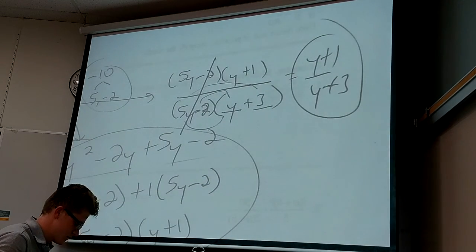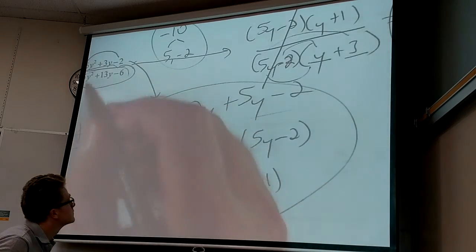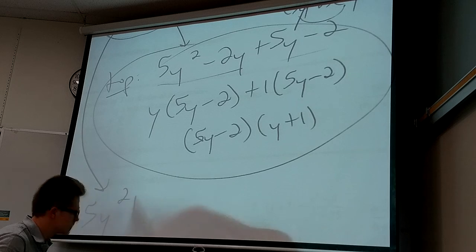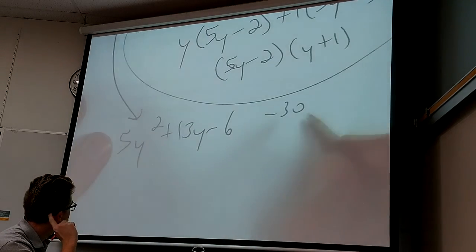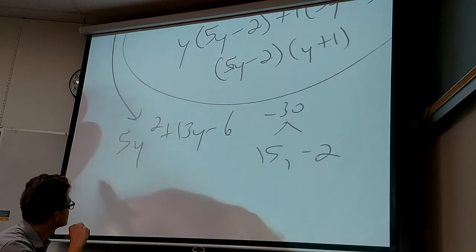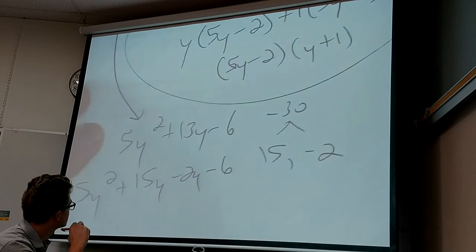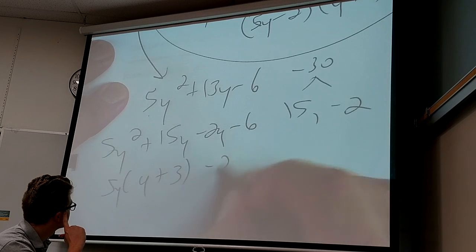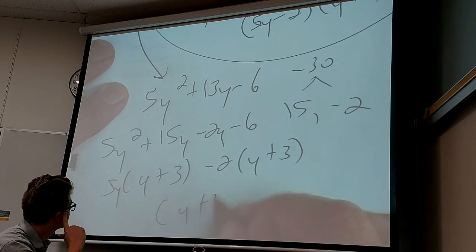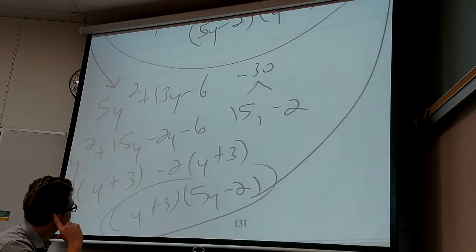Just to really make sure people understand, if you don't like what I just did, take this bottom and write it. 5 times negative 6 is negative 30. 15 and negative 2 make 13. Break up the middle term. Take off 5y, y plus 3, minus 2, y plus 3, and you get y plus 3, 5y minus 2, which is what we got going the other way. You guys kind of with me? I know I did it fast.